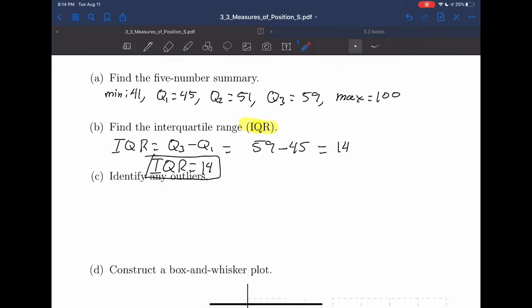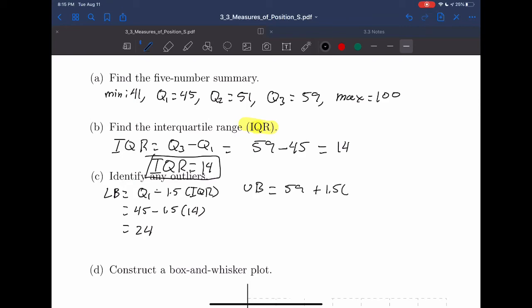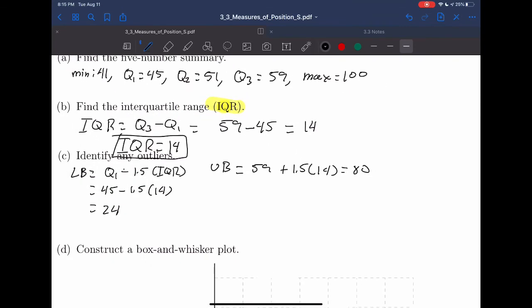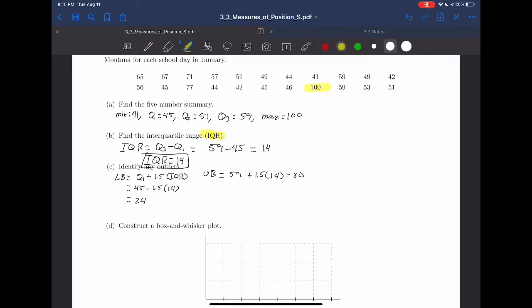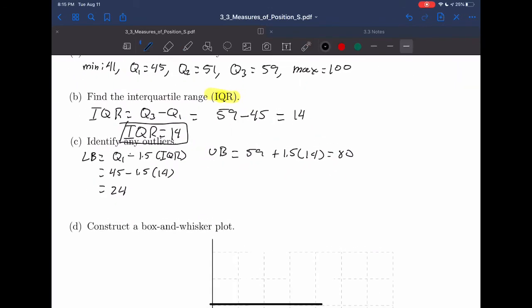You need this number to identify any outliers because you need to compute your lower bound, which is your first quartile minus 1.5 times your IQR. If you plug in your numbers, this gives you 24. Then you compute your upper bound, and if you plug in those numbers, it gives you 80. You look at your dataset and see if there's any number that's higher than 80 or lower than 24. In this case, 100 is much higher than 80, so yes, 100 is an outlier.